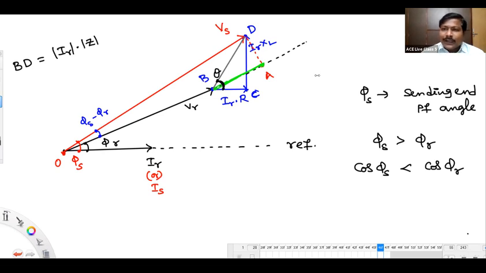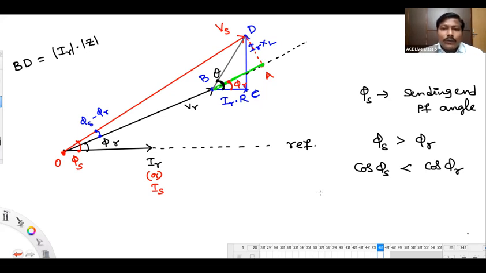Are all of you following this till now? Please kindly respond. Listen, I'm asking one small question to you. What is this angle? Anybody, can you tell me what is this angle? This angle is equal to phi r, right? Receiving end power factor angle, phi r.